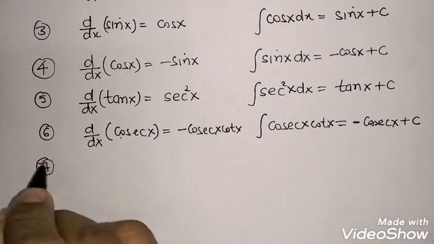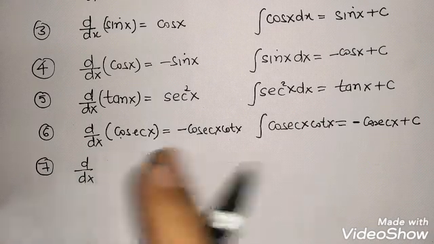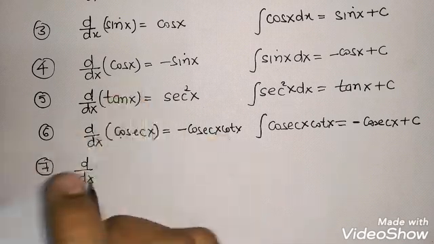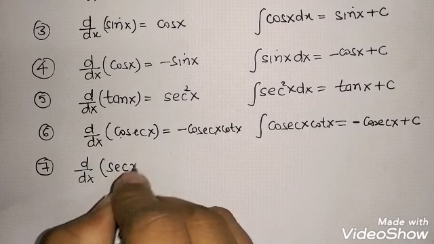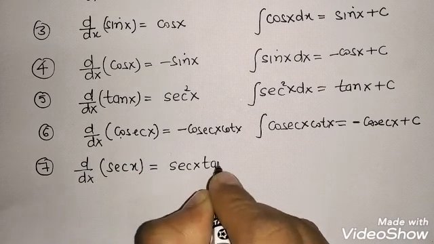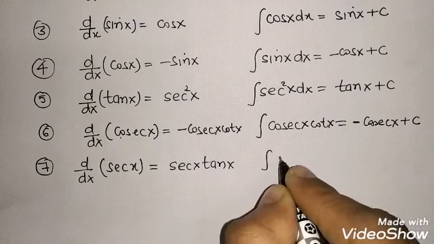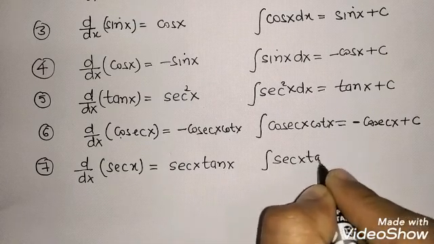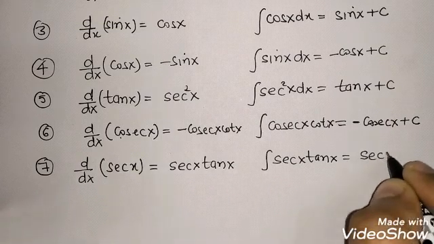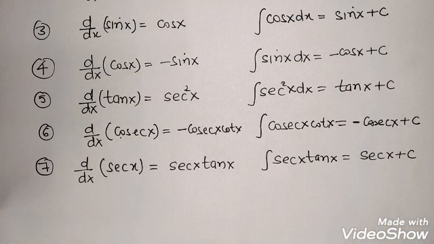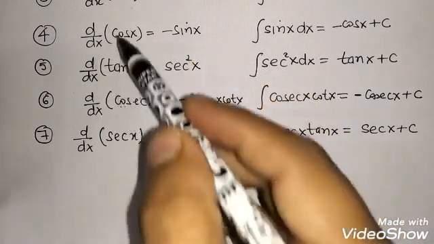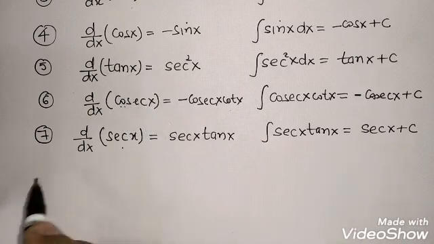Seventh formula: first we'll write the derivative, then we move towards the integration. The derivative of cosecant x is minus cosecant x cot x, and the derivative of secant x is secant x tan x. So integration of secant x tan x is equal to secant x plus c. Moving further towards the next formula of integration: sin opposite cosecant, cos opposite secant, tan opposite cot.